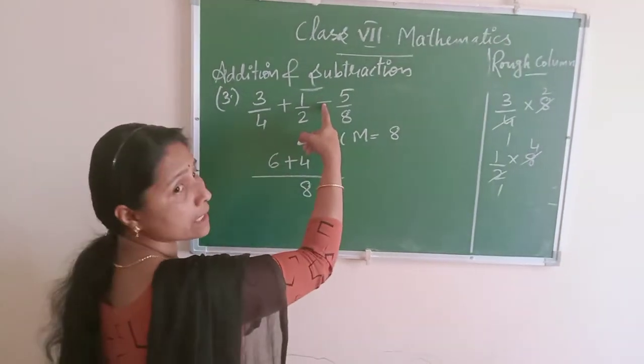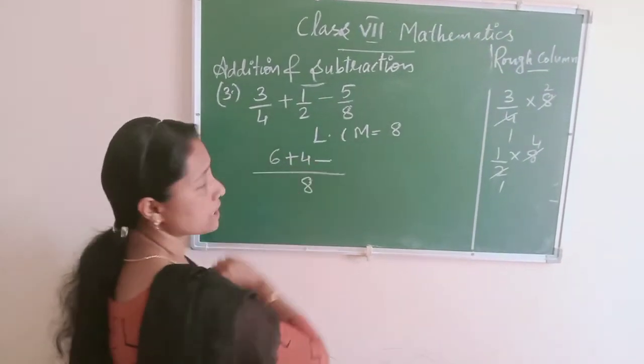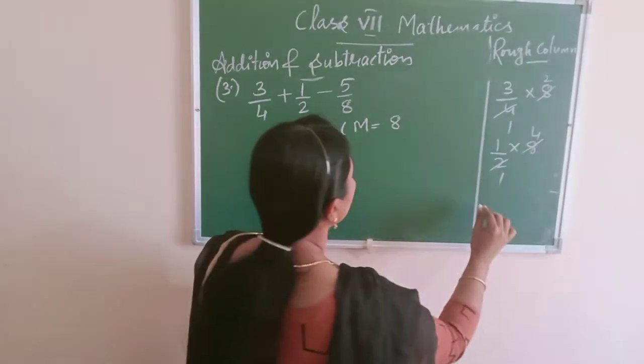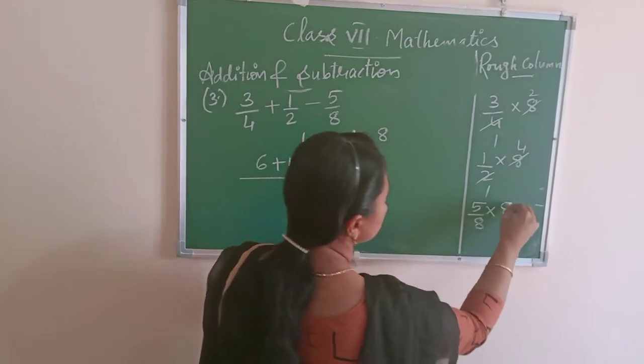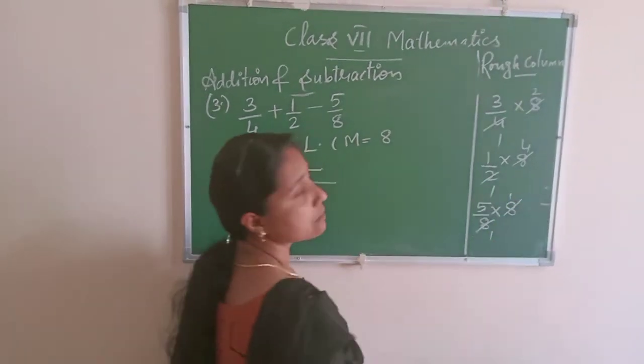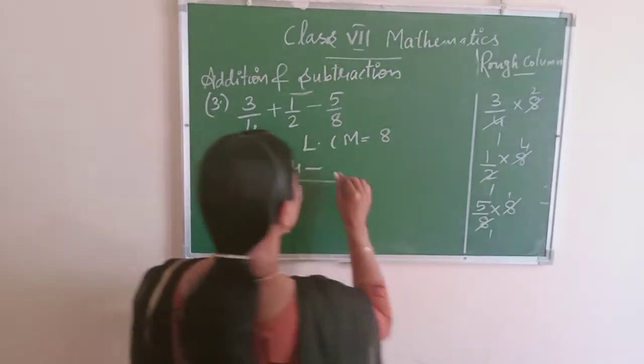And the third sign is the subtraction sign. That's why we are putting the subtraction sign in the numerator here also. And the third fraction, 5 upon 8 multiplied by the LCM, 8. 8 divided by 8, 1 will come. Now 5 into 1, 5.